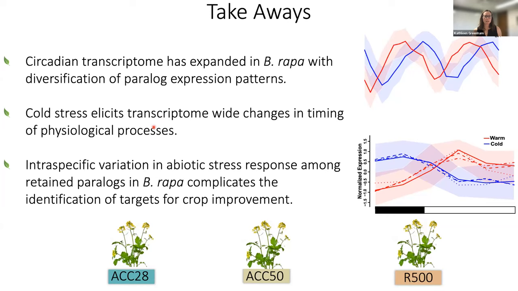And then we also see a lot of intraspecific variation in Brassica rapa for which genes are responding to stress. And this, while it makes it challenging for identifying targets for crop improvement, we think this is a really great opportunity to explore regulatory elements that might be changing these, that are driving these responses. And so that's something we're hoping to pull out of our networks.